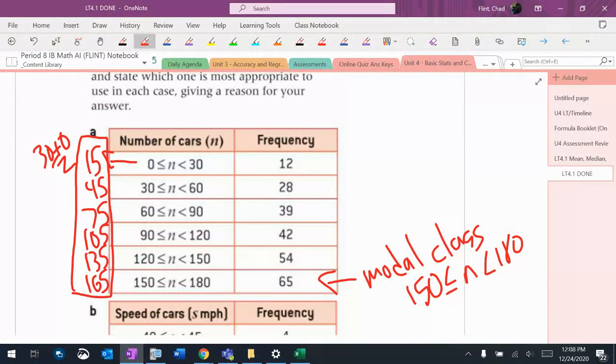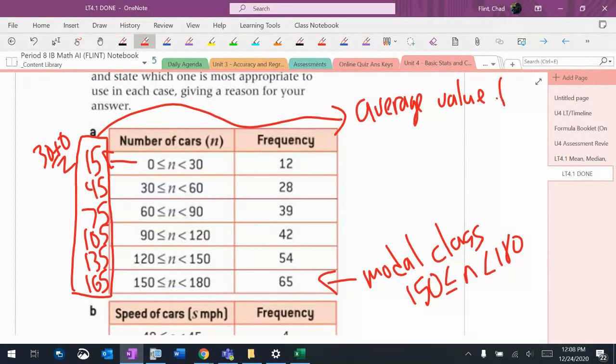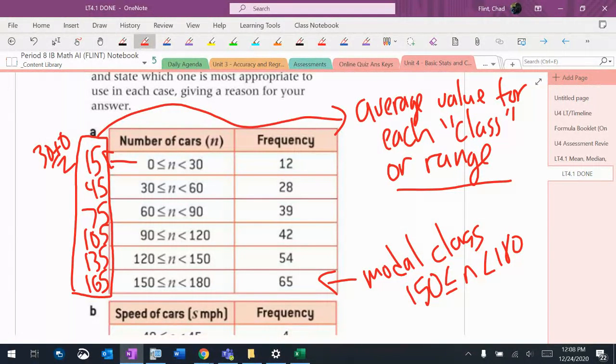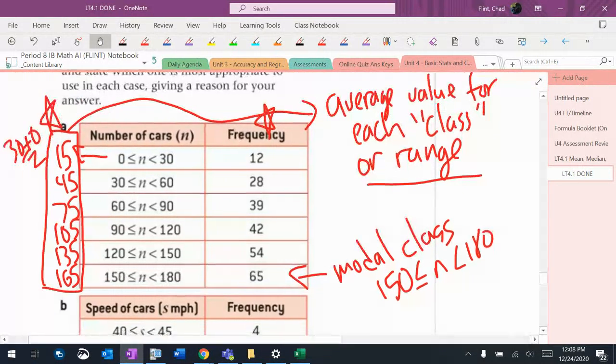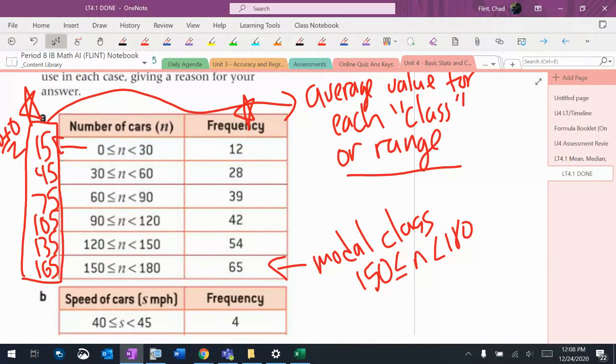So let me write out: these are our average value for each class for range. So now when I go to my calculator, I'm going to put in these numbers and these numbers. I'm going to put in the averages and the frequencies for those numbers into the calculator. And then I'm going to use those to estimate where the mean and the median is. All right, so let's go ahead and put these in the calculator.